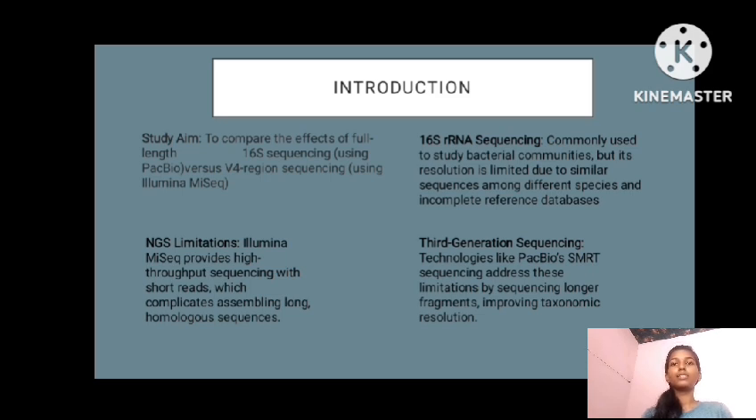Then next is third generation sequencing technology. Third generation sequencing technology such as Pacific Biosciences single molecule real-time sequencing, short form SMRT, offers solutions by sequencing longer amplicons, which can overcome some limitations of short read sequencing.